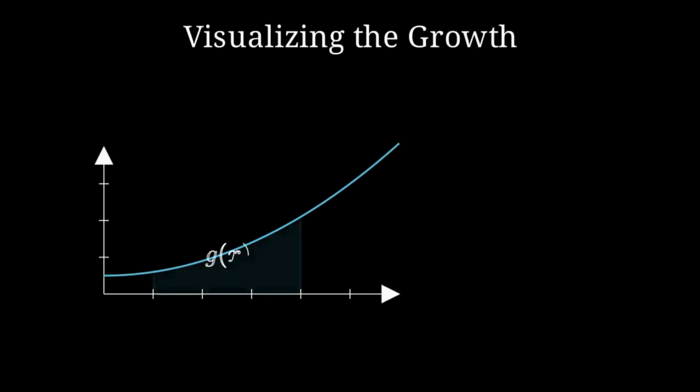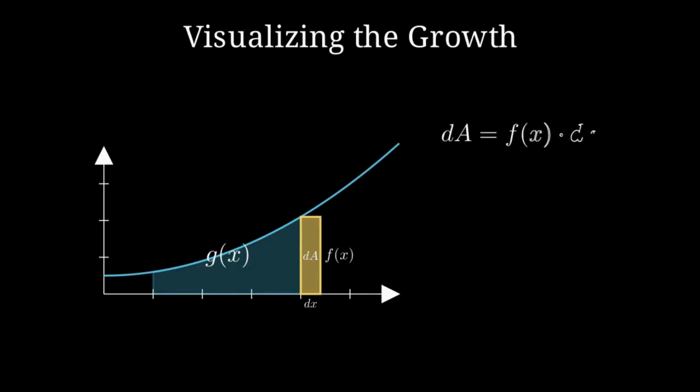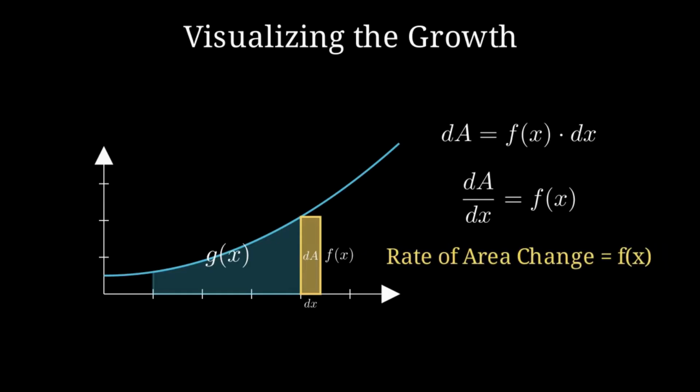Look at this visually. When we increase x by a tiny amount, dx, the new area added is a tiny rectangle. The area of this rectangle is its height, f(x), times its width, dx. Therefore, the change in area per change in x is just the height, f(x).